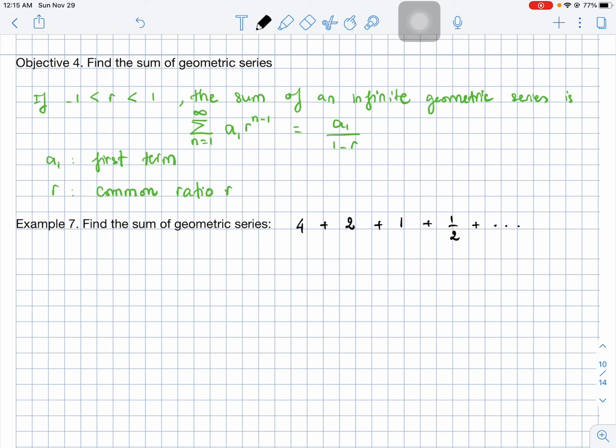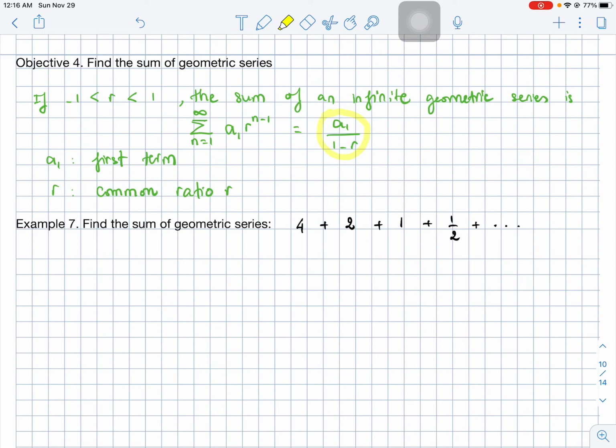Objective number 4. Find the sum of geometric series. If R is between -1 and 1, then we can find the infinite geometric series. Its formula is a1 divided by 1 minus r. We need to know the first term a1 and r, the common ratio.